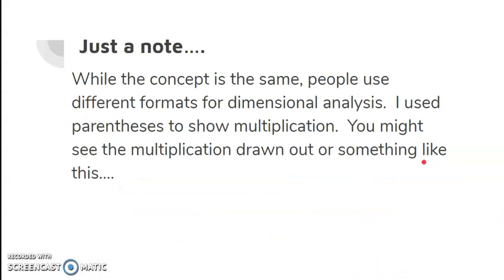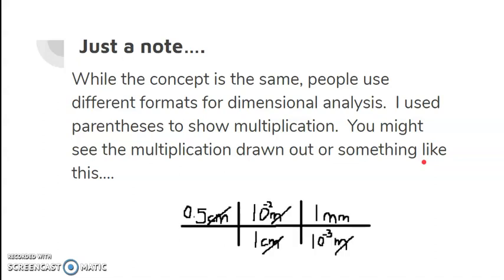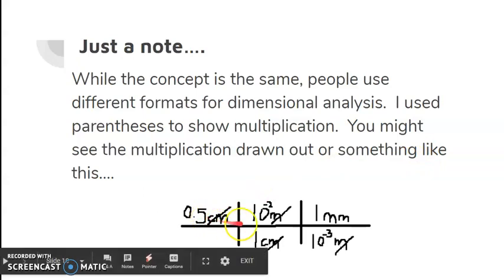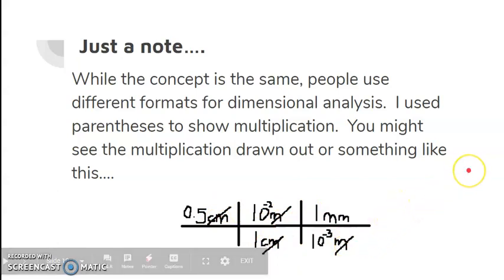All right, so just a note. While the concept is the same, people use different formats for doing this. So I use parentheses to show multiplication. I admit that's the way I learned way back when, so I tend to keep doing it. One of the examples you saw was actually written out that had like the multiplication sign written in. You could do it that way. Or sometimes you might see something like this, where instead of doing the parentheses, they're just sort of drawing these lines and implying the multiplication that way. So it's really the same thing, just set up differently. Find a way that you like.